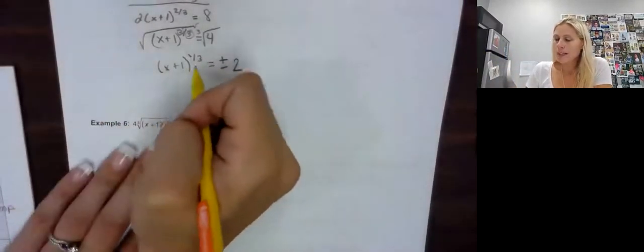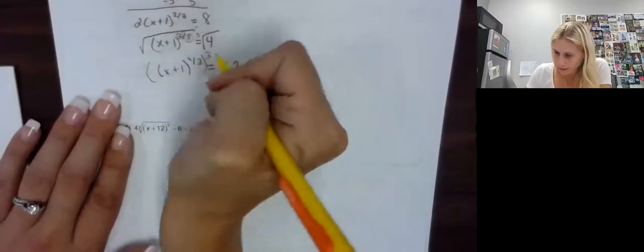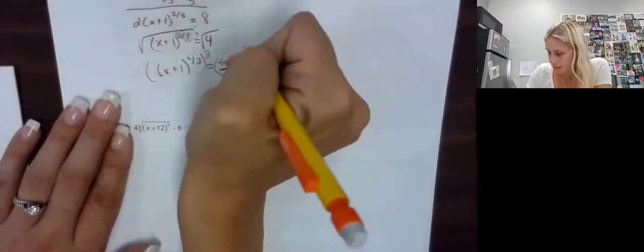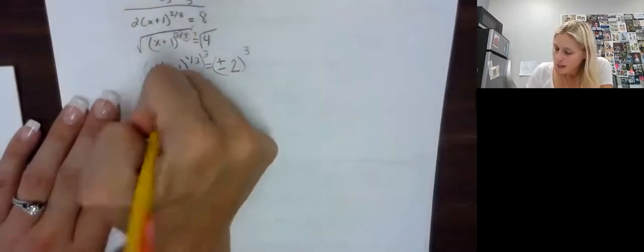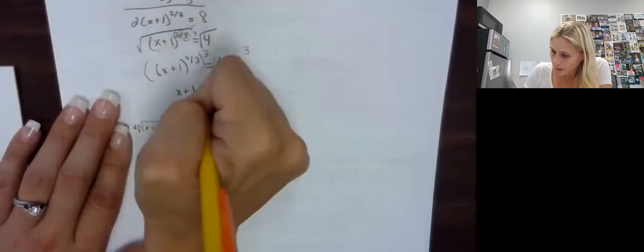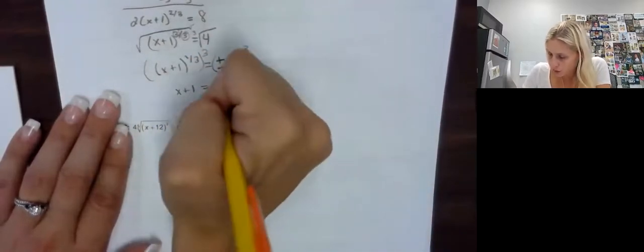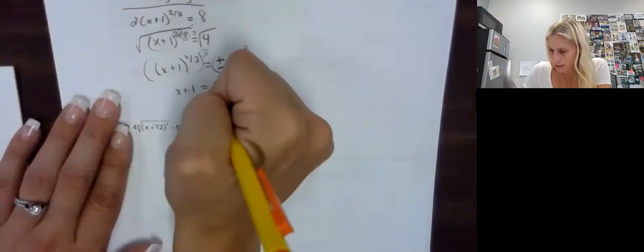All right, how do I get rid of a 1/3? Well, that's like a cubic. So to get rid of that, we do it to the 3rd power. See how those would cancel? Whatever I do to one side, I do the other. On my left side here, I get x plus 1. And on my right side, well, 2 cubed is 8, and -2 cubed is -8.